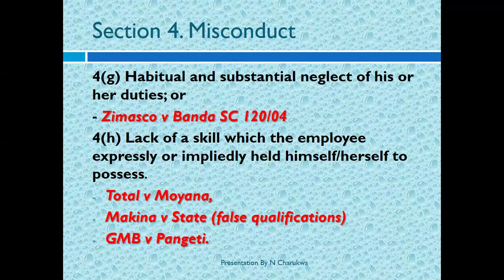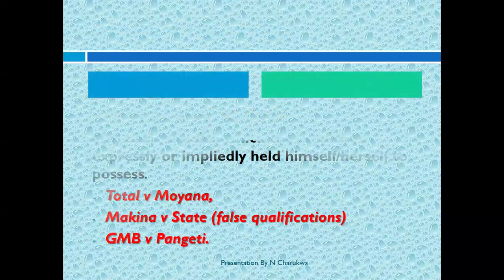We are saying that you then use this as the basis of the offense, where the employee does not have the skill. An employee must always be honest when they are in an interview. They must also be honest on their curriculum vitae, which they then send to people. And there is Total versus Moyana, Makina versus State, GMB versus Pangeti. You can also have a look at these cases so you can also understand how these work.